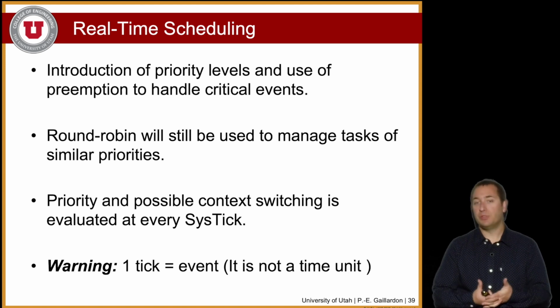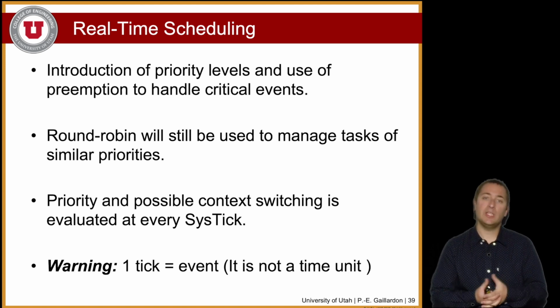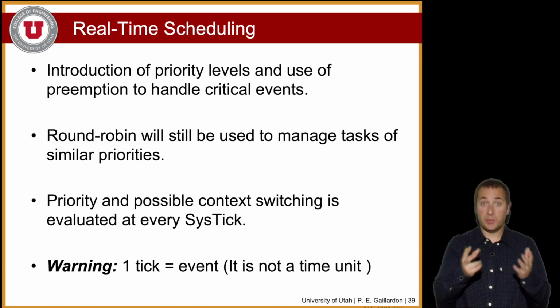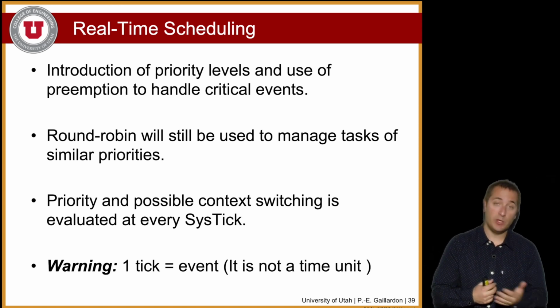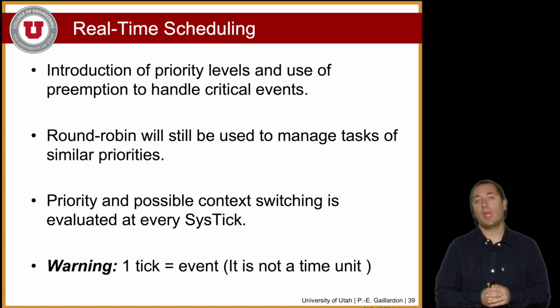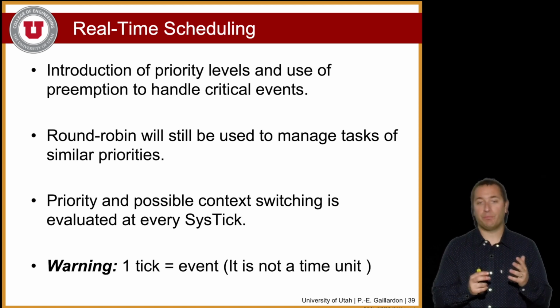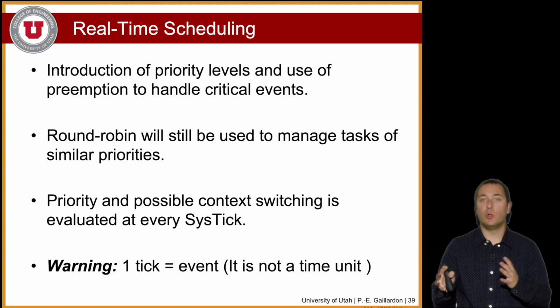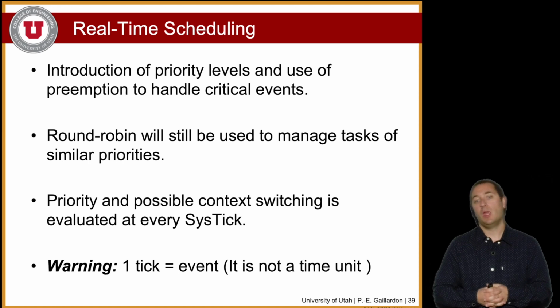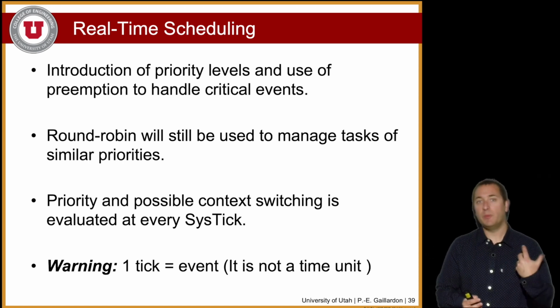Well, it is done through scheduling, and we're going to introduce priority levels, so it's not only going to be a standard round-robin scheduling, as well as use of preemption to handle critical events. Those critical events will not only be dealt with through priorities, but also with some modular priorities that we'll review very quickly. Round robin will still be used to manage tasks of similar priorities, so we want to make sure there is no starvation in the remaining tasks.